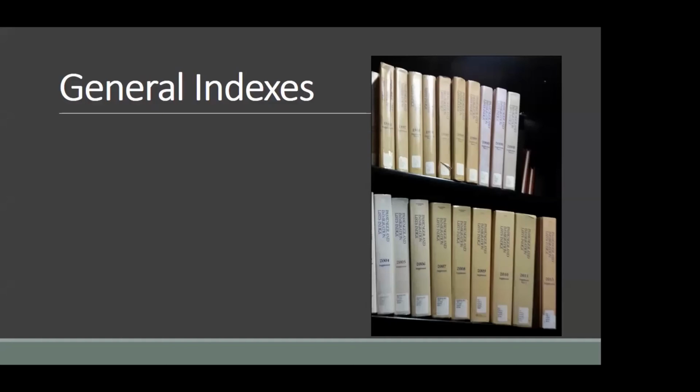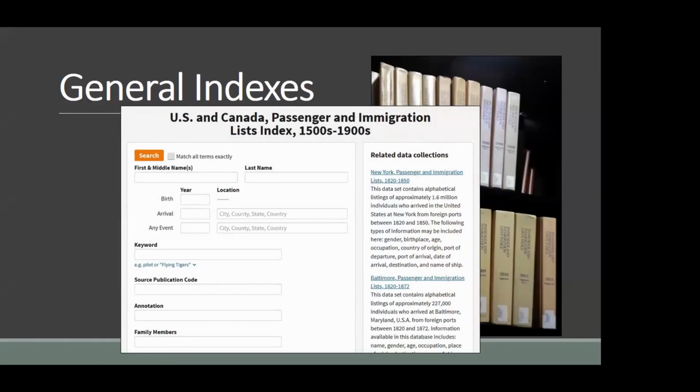But with this set, it indexes passenger lists and supplemental records, and it gives you the annotation and source information. So I'm going to tell you a secret. As much as we want you to come and look at these volumes on our shelves, they are actually indexed and available for you on Ancestry.